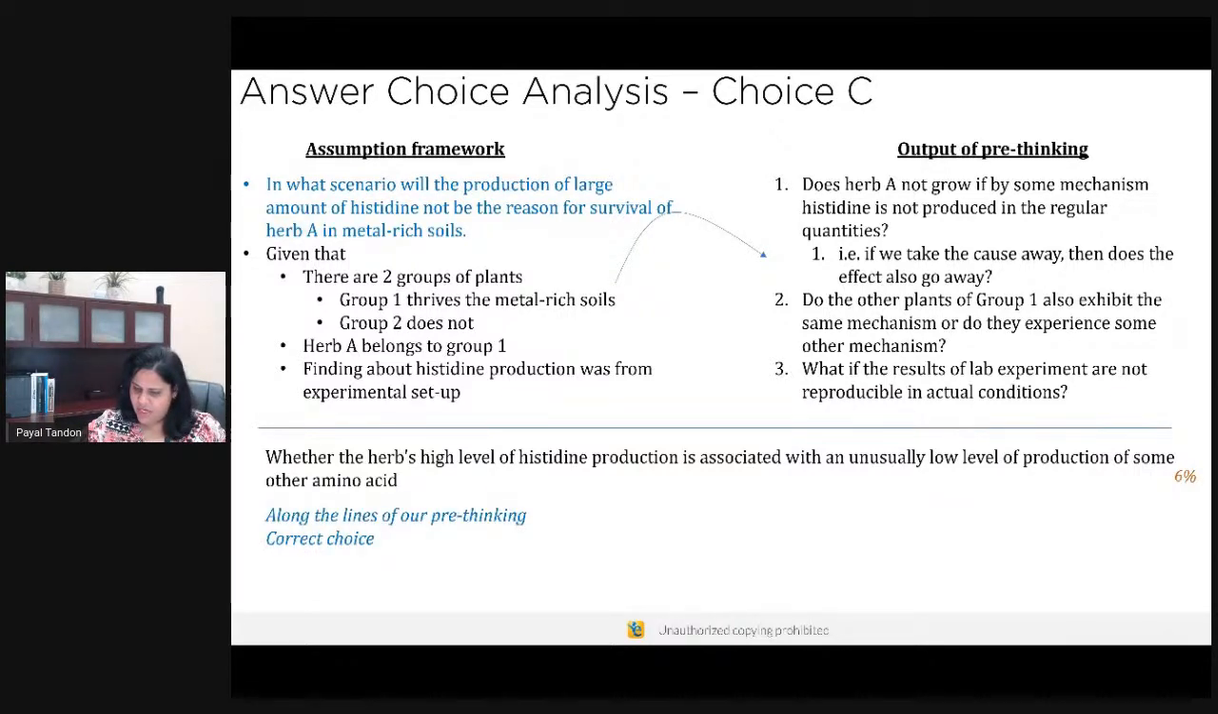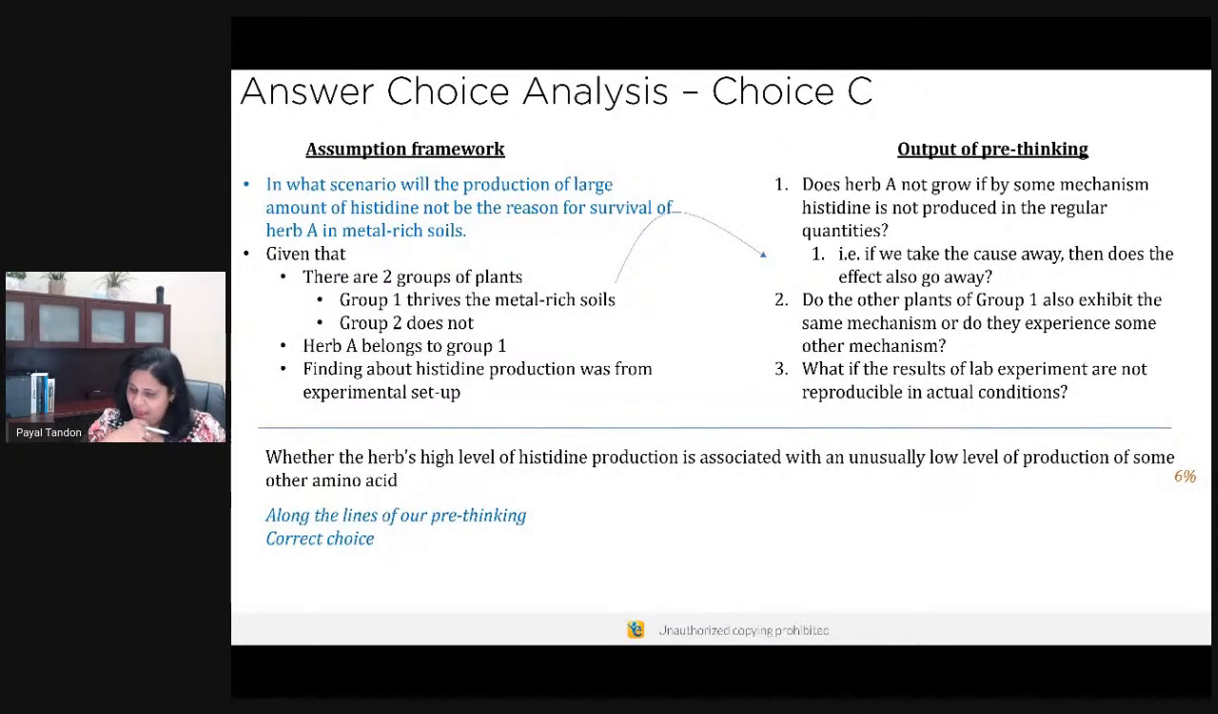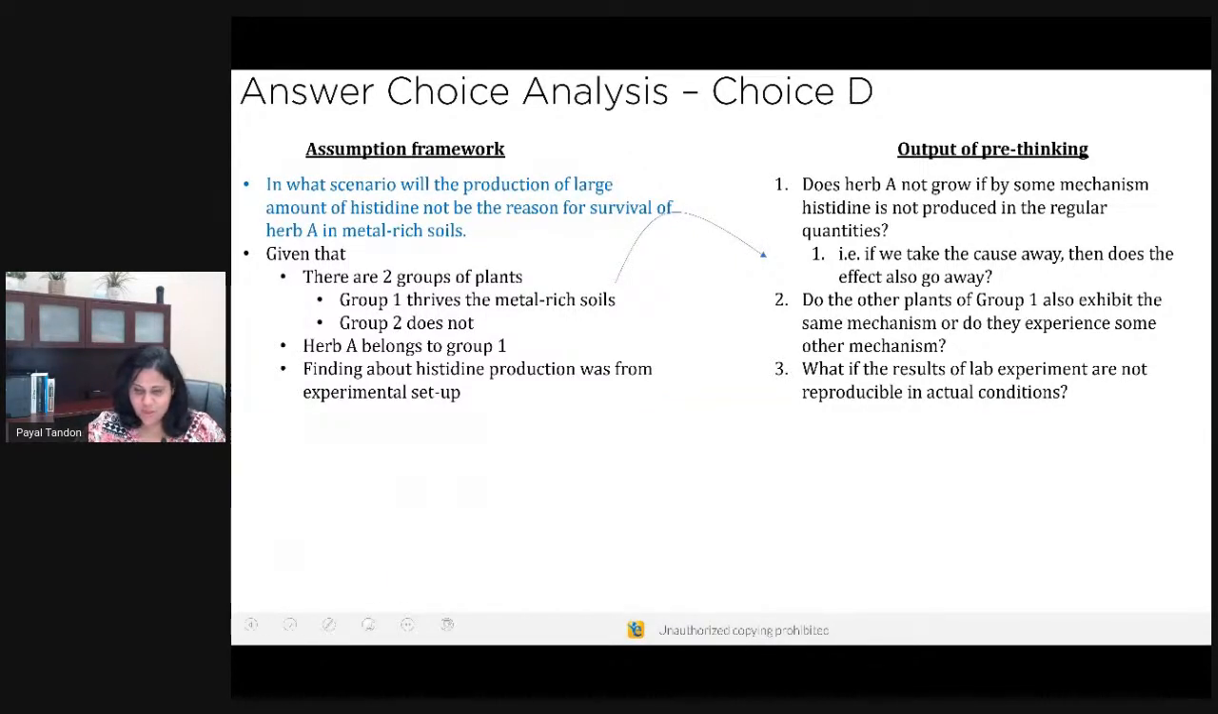Now again, wait a minute, I didn't change this, this is not correct. I didn't change the answer choice analysis over here. Again, how does that matter, whether a high level of histidine is linked with an unusually low level of production of some other amino acid? We don't know what the low level of production of some other amino acid does. It doesn't matter. We don't know whether this disrupts something, whether it disrupts the growth or not, right? So that's why this choice has no bearing. So again, this part is wrong over here. Okay, so choice C is wrong.